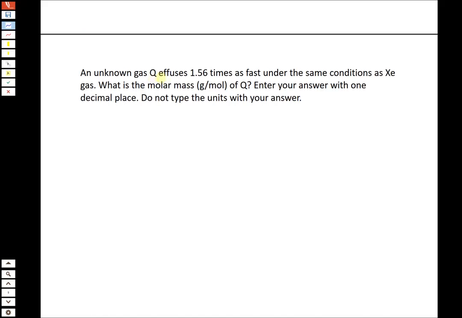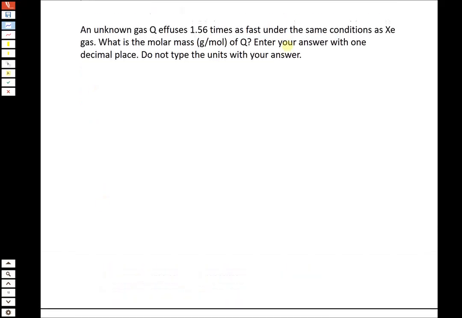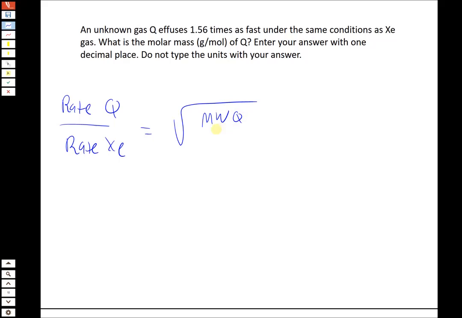So here we have an unknown gas Q that effuses 1.56 times as fast under the same conditions as xenon gas. What is the molar mass of Q? So in this problem, we're talking about the rate of effusion. We're talking about how fast it effuses. So the ratio of the rates of unknown gas Q and the other gas which we're comparing it to, xenon, those are going to be inversely related to the square roots of the molar masses. So we're talking about how fast a gas is effusing. It's inversely related to the molar mass. Lower molar mass means faster effusion. Higher molar mass means slower effusion. And so that's going to be equal to this ratio here.